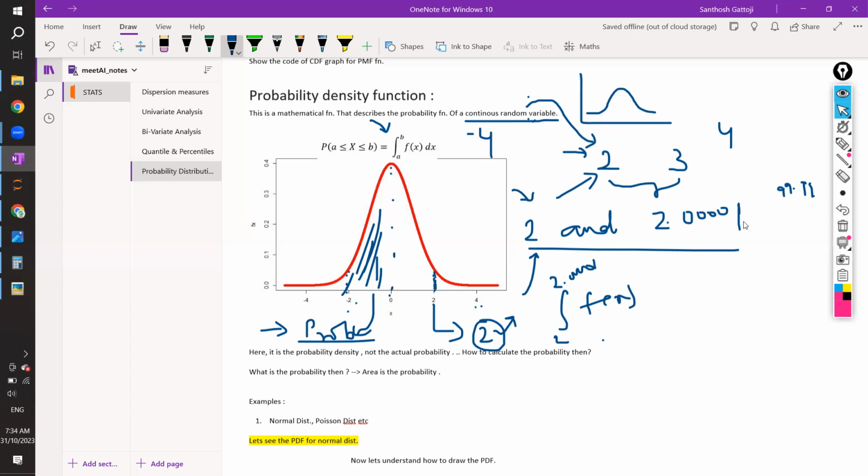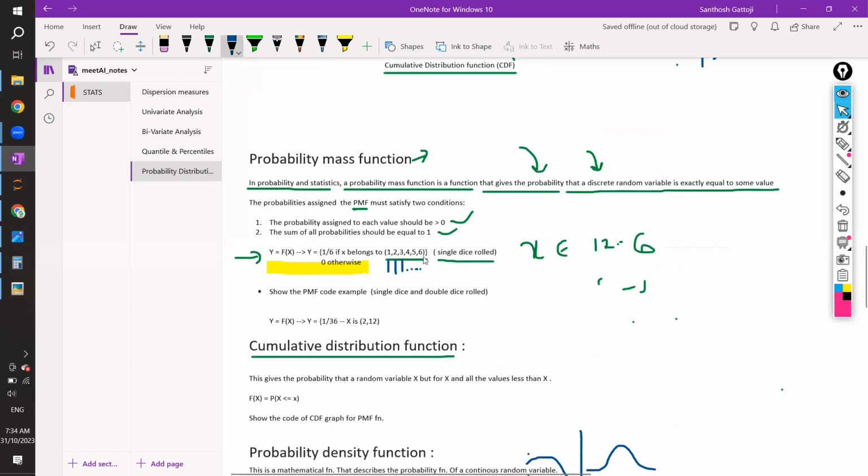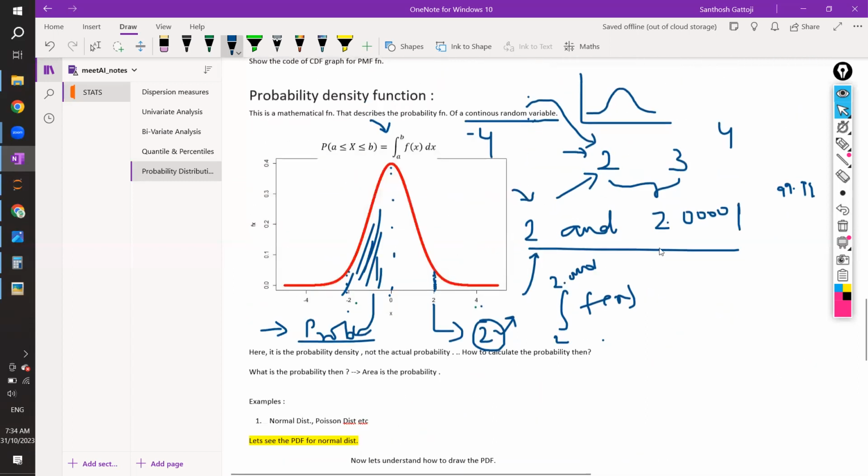Now similarly, just like our random experiment 1, 2, 3, 4, 5, 6, you can calculate the value for 5. Here also you can calculate it for 5 by using 5 and 5.00001. So the area under the graph between 5 and 5.00001 is giving you the probability of 5 in a continuous random variable.